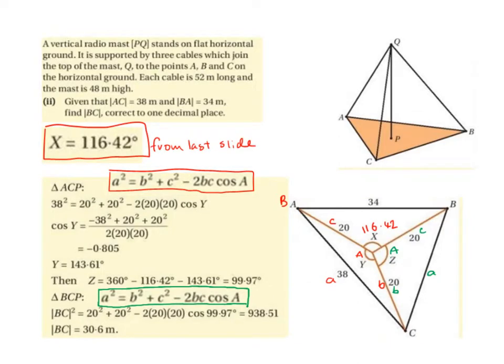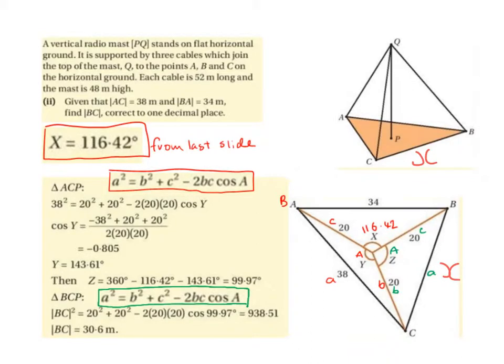Okay, so remember we were asked to find BC correct to 1 decimal place. So BC is this length here. Now we figured out in the last slide that angle X was 116.42 degrees. Now we need to find angle Y, and that will help us find angle Z.